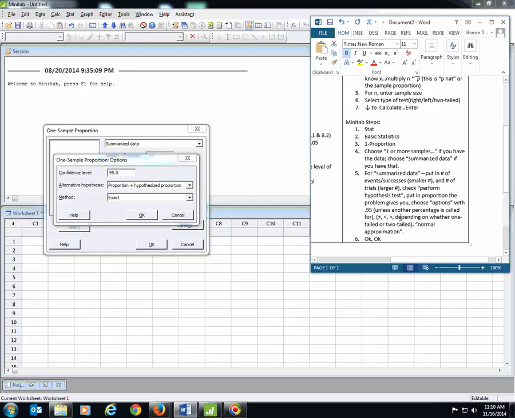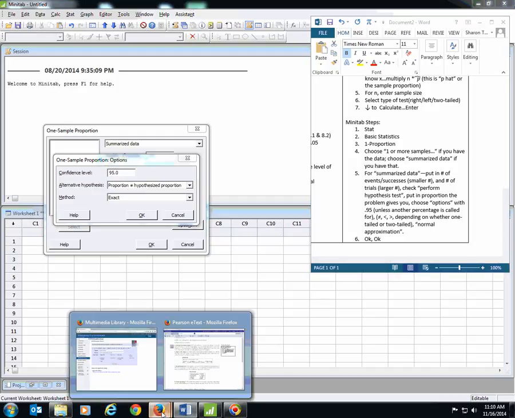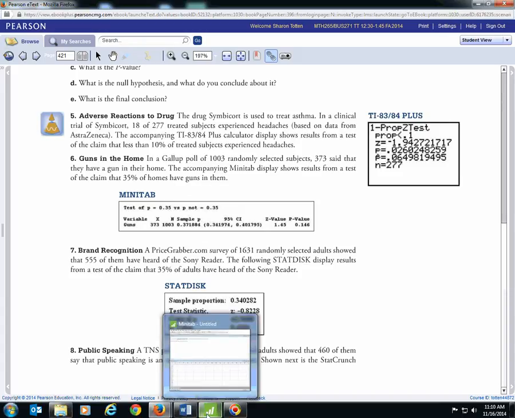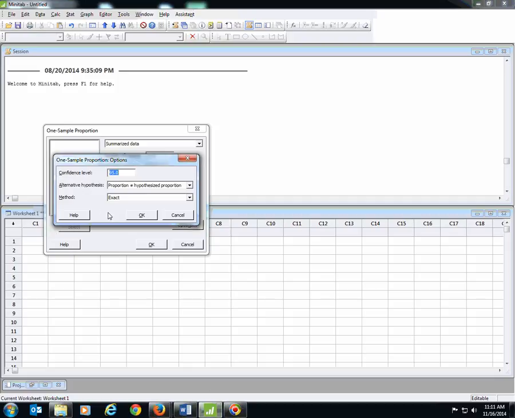Now for ours, let's go back and look at the wording. This says that it's the results from a test of a claim that 35% of the homes have guns in them. That's a two-tailed test. And if you need a little more help on two-tailed and one-tailed, we can go over that at a later date. So we're choosing not equal to because it's a two-tailed test. And then we're going to use normal approximation, because we want it to approximate the binomial distribution.